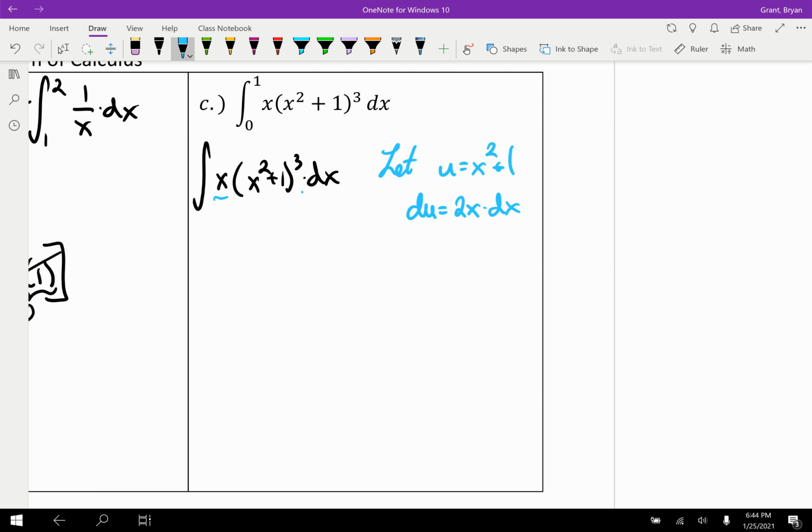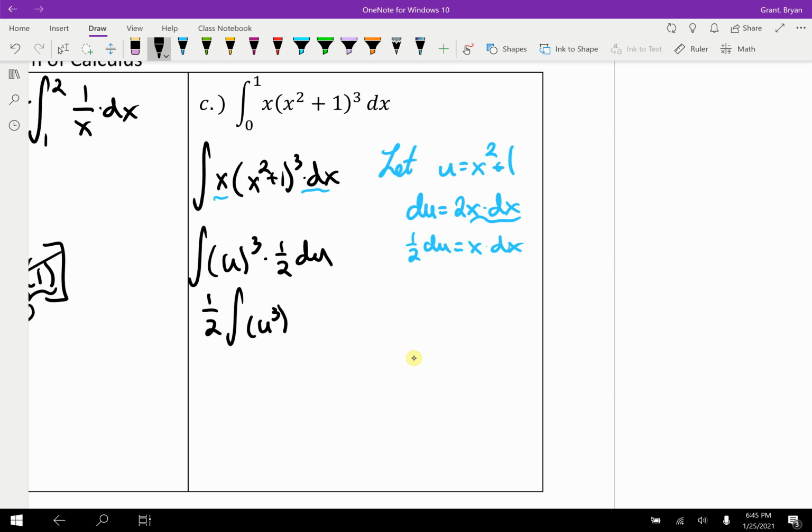We might realize that x dx is here, but there's an extra 2, so I would divide that over. And we end up here. All right, so this gives us u cubed. And then x dx is replaced with 1/2 du. All right, so then I think we could probably factor out the 1/2 before we even do the antiderivative. And then end up with 1/2. Let's see, antiderivative is u to the 4th, 1/4 in front, plus c.